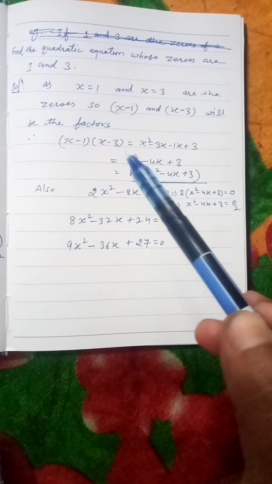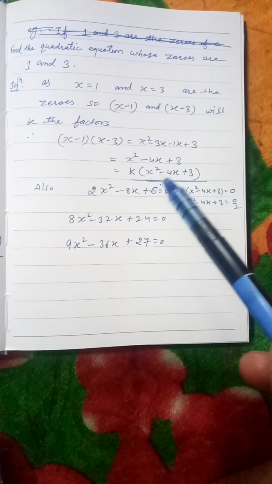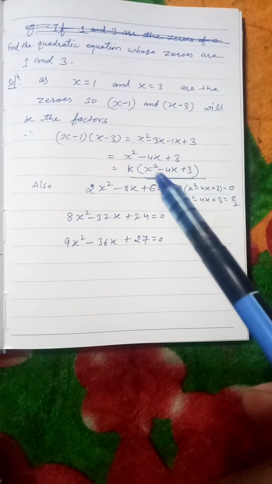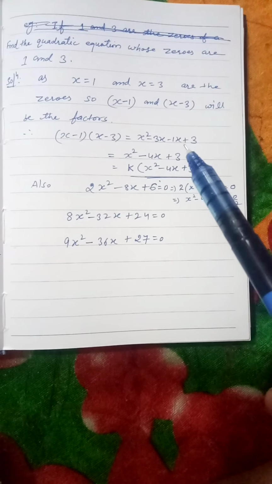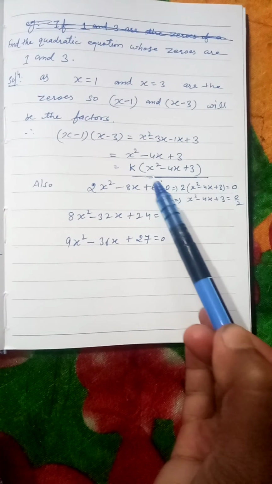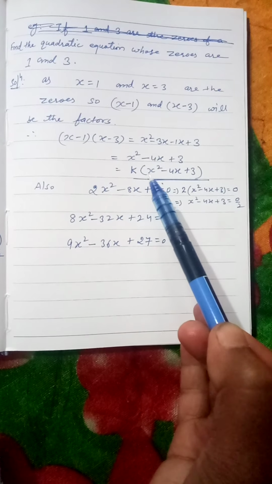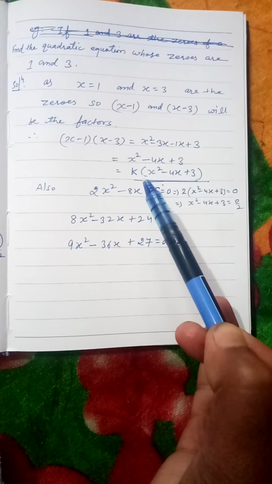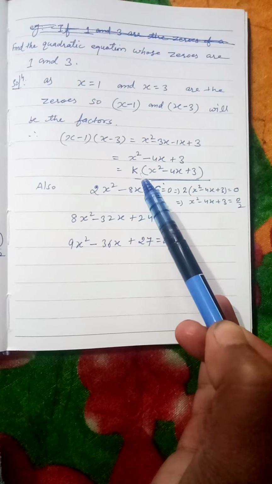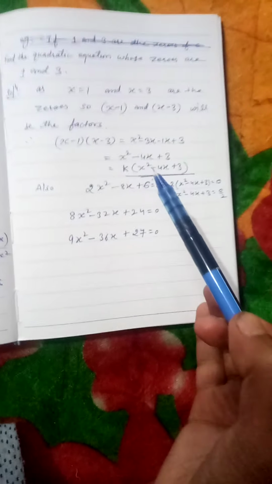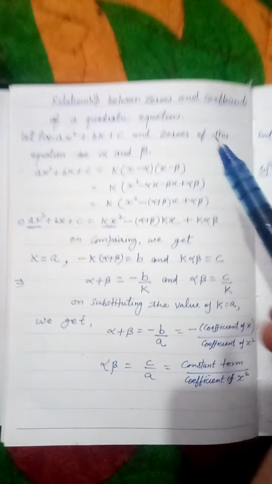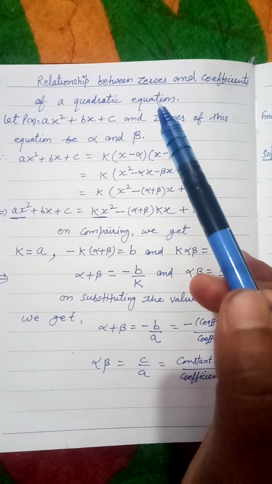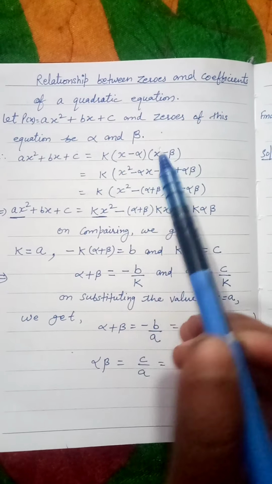So the answer is, if you want to find a quadratic equation, the required equation is k times x square minus 4x plus 3, where k is any constant. Okay, so now let's move to the derivation of the relationship between zeros and coefficients of a quadratic equation.